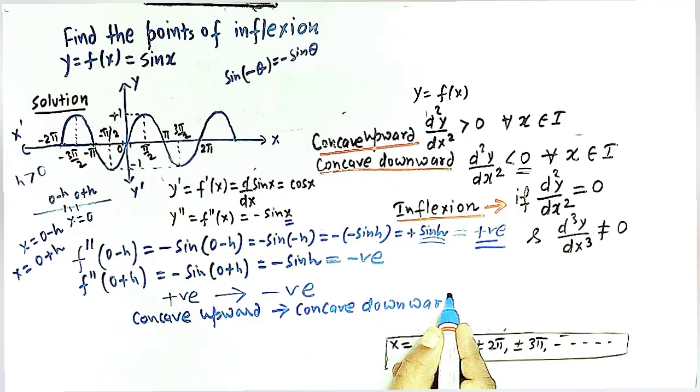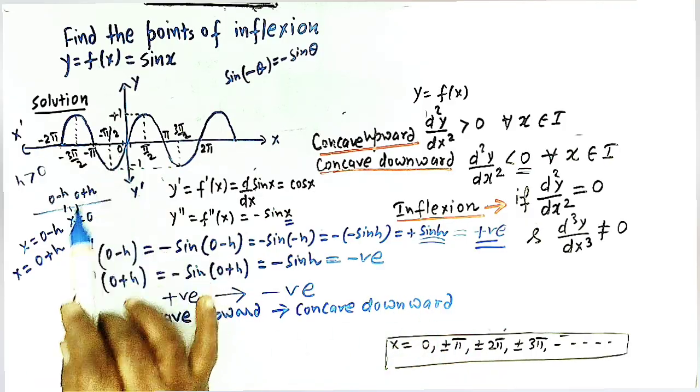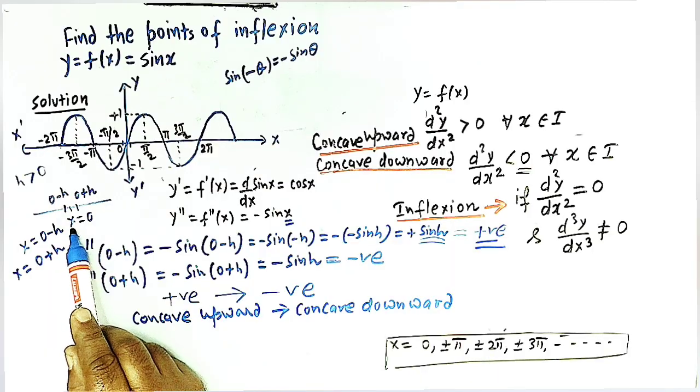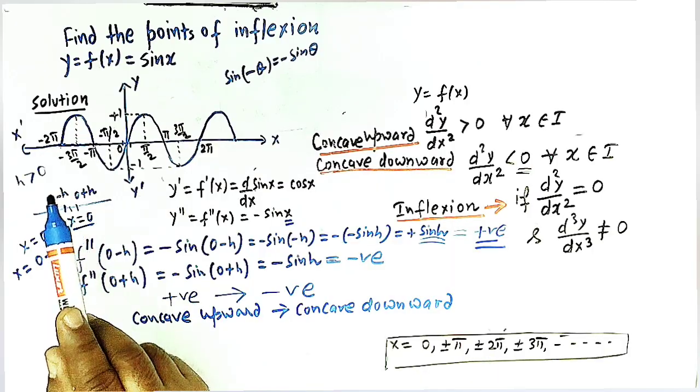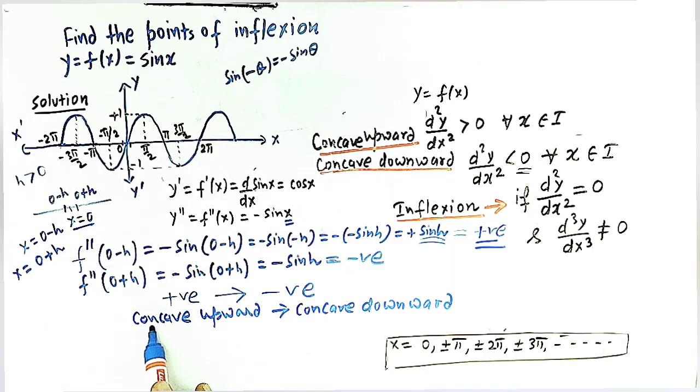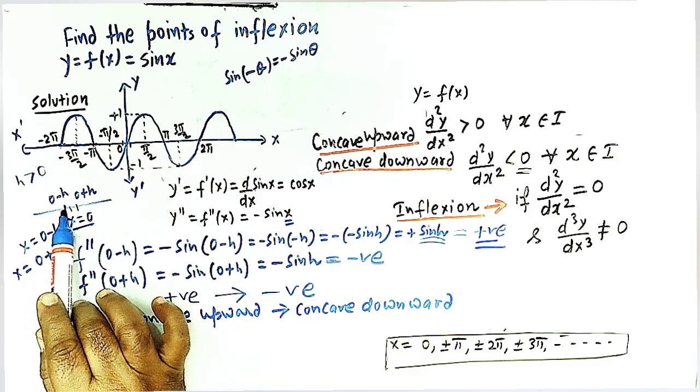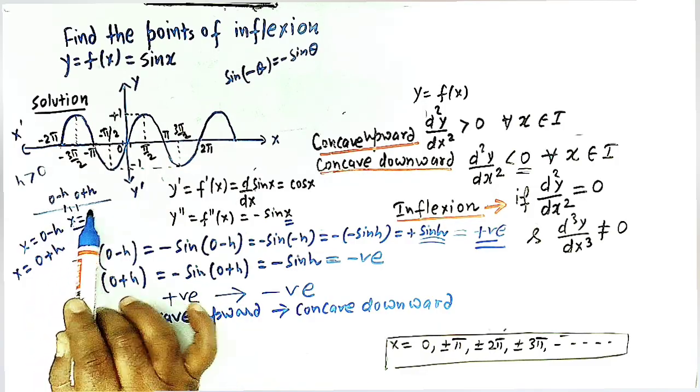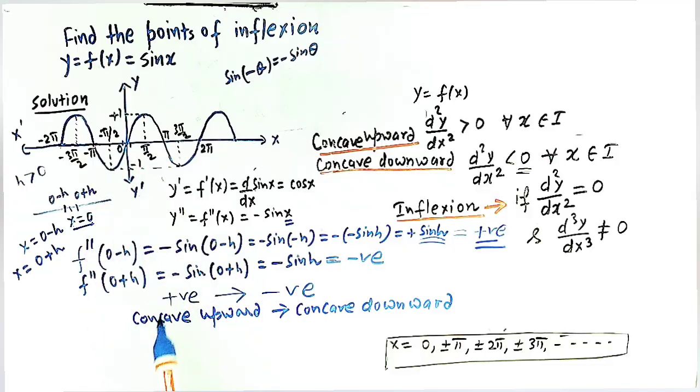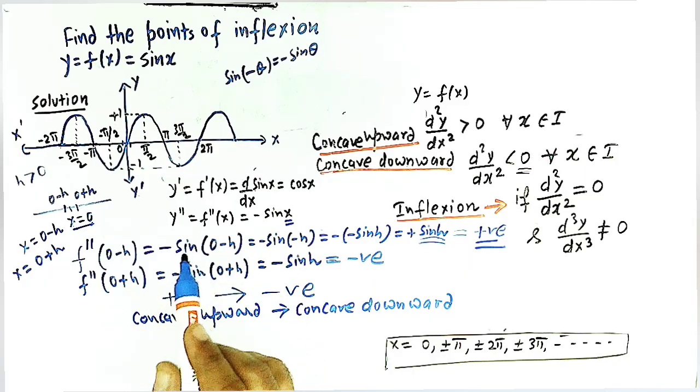So when we take this point, that is x is equal to 0, which is the point of inflection, then the concavity changes, right? So when we go from this point to this point through x is equal to 0, then the concavity changes from concave upward to concave downward. Therefore x is equal to 0 is a point of inflection, right?